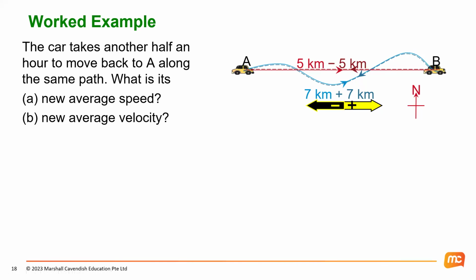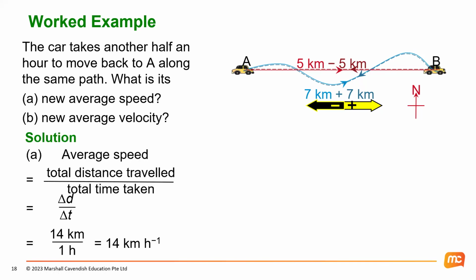Again, speed will give me the formula first, total distance over total time. So now the total distance is 7 plus another 7. Okay, I travel 7 kilometers forward and 7 kilometers backwards. So I travel a total of 14 kilometers, okay, in 1 hour. So my new average speed will be 14 kilometers per hour.